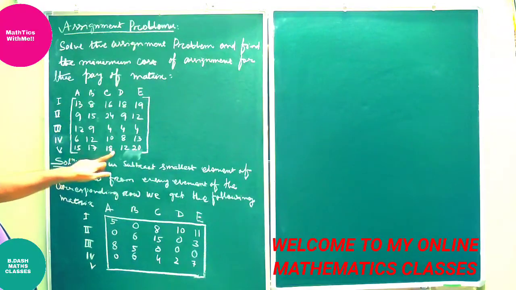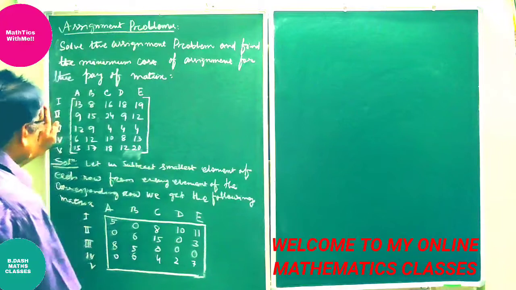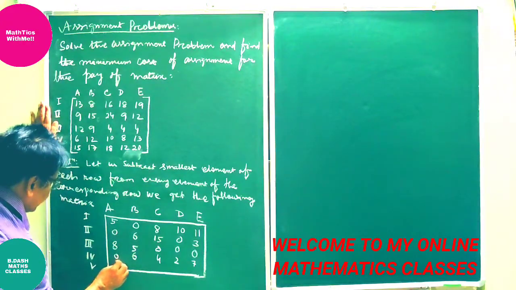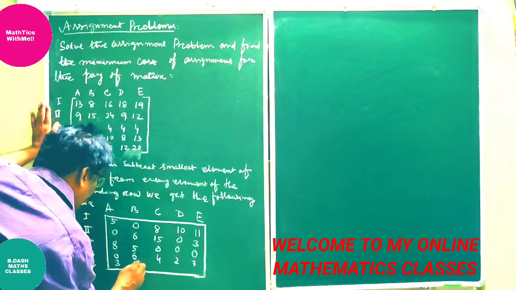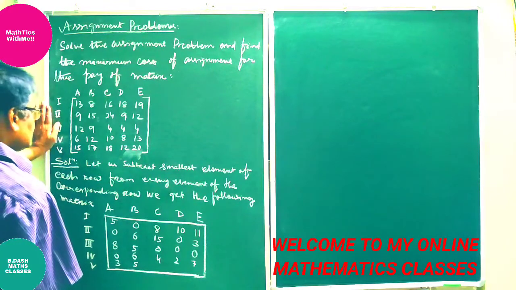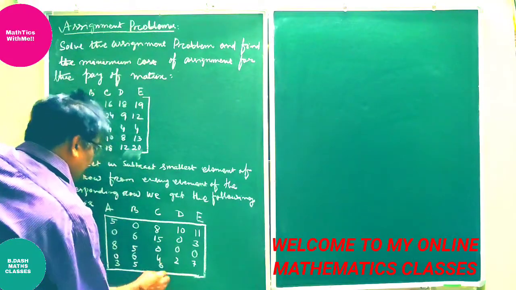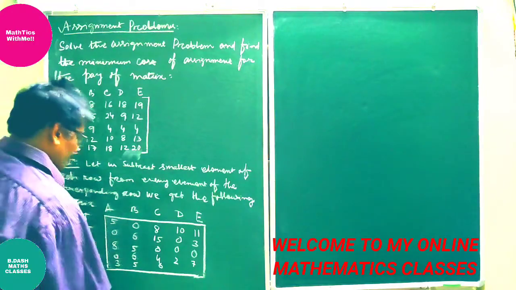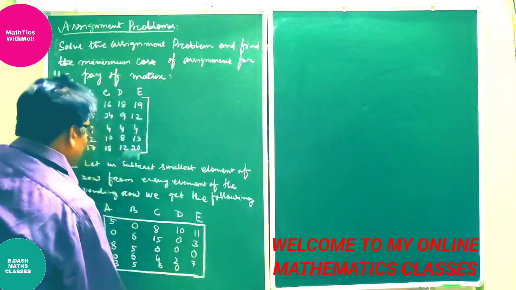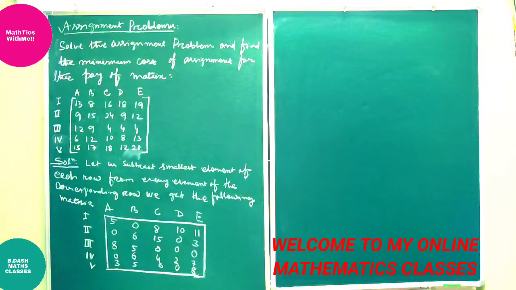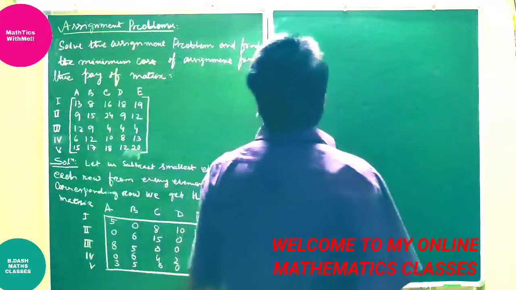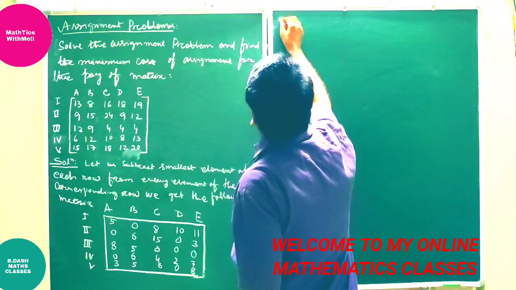Next, the minimum element is 12. Let us subtract 12 from every element of this row. 15 minus 12 is 3. 17 minus 12 is 5. 18 minus 12 is 6. 12 minus 12, 0. 20 minus 12 is 8. So, our first step is now complete. Let us proceed to the second step.